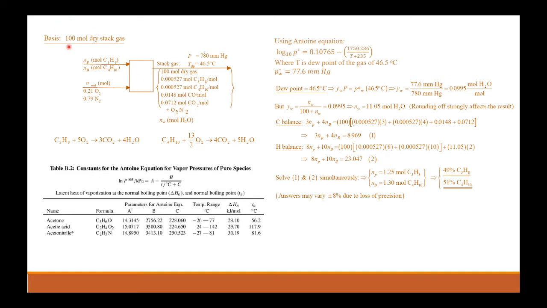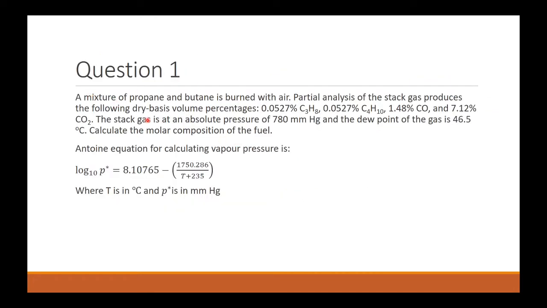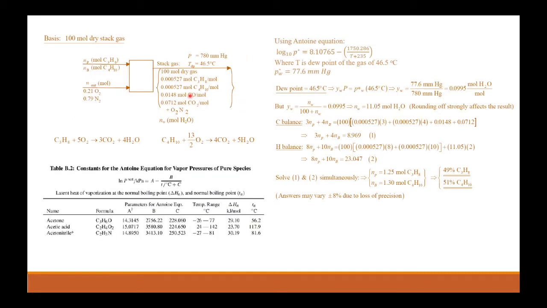In this case, we are taking 100 mole of dry stack gas. More properly, it's dry stack gas, because it says here dry basis volume. And of course, you have H2O, water vapor, coming out in your stack gas. But if we include the number of moles of H2O, then it will be in wet basis form. That is why we take our basis as 100 mole dry stack gas.